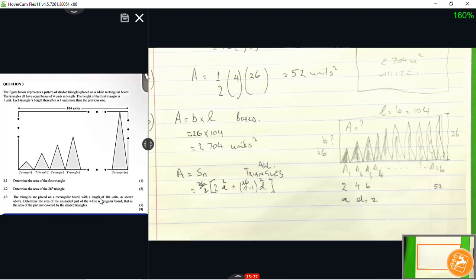Now when I go to my calculator, I'm going to make things easy. I'm going to say 13 multiplied by 4 plus 25 times 2, plus 25 times 2, which is 50, isn't it?